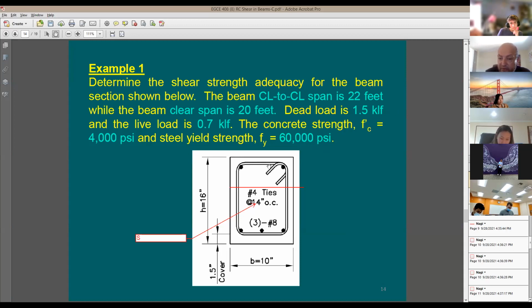Now you don't need to include the weight or do any weight calculations. Live load is going to be 0.7 kip per linear foot. Okay, so I have the dead load and live load in kip per linear foot. Concrete strength is 4,000 psi. The steel yield strength is going to be 60,000 psi. Great. The strength adequacy means find out the demand, find out the capacity, do the comparison. This is the meaning of it.